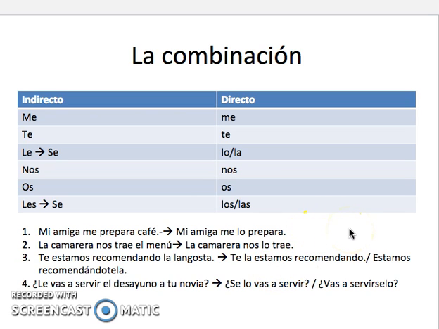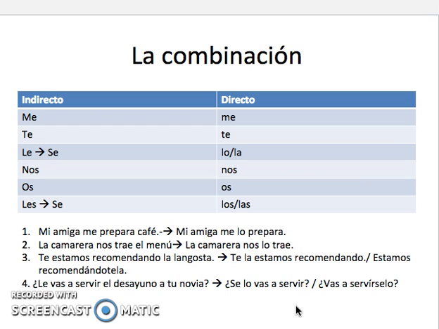Número 1 dice, mi amiga me prepara café. So my friend prepares coffee for me. Okay, so if we want to use two pronouns, we would do mi amiga me lo prepara. So me is your indirect, lo is your direct. She prepares it to me. Okay. Número 2, la camarera nos trae el menú. The waitress brings the menu to us, right? So to say the waitress brings it to us, vamos a decir la camarera nos lo trae. Okay, lo would be replacing el menú, right? That's a direct object.